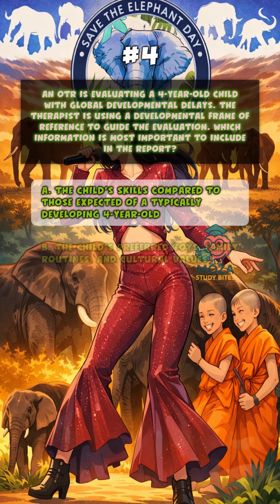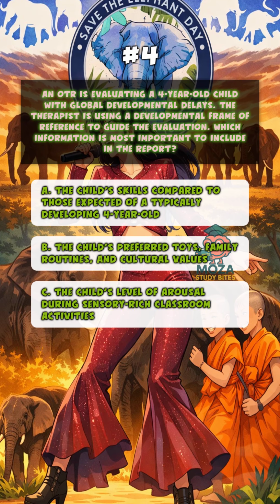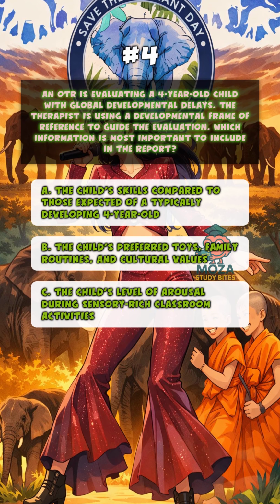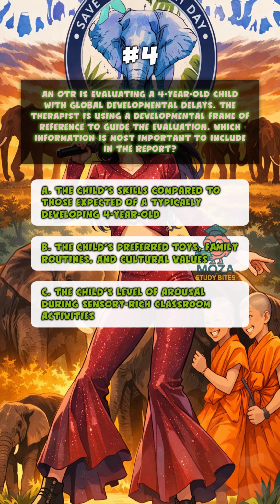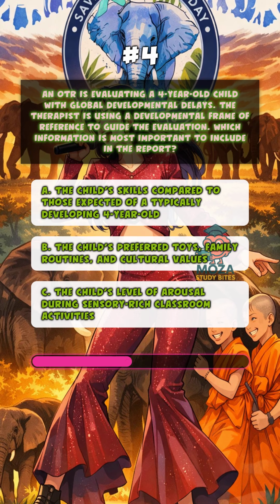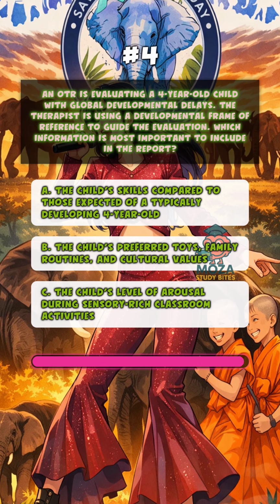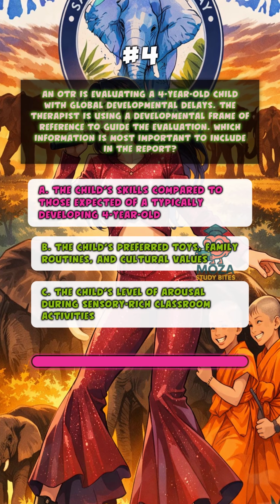An OTR is evaluating a 4-year-old child with global developmental delays. The therapist is using a developmental frame of reference to guide the evaluation. Which information is most important to include in the report? A. The child's skills compared to those expected of a typically developing 4-year-old.